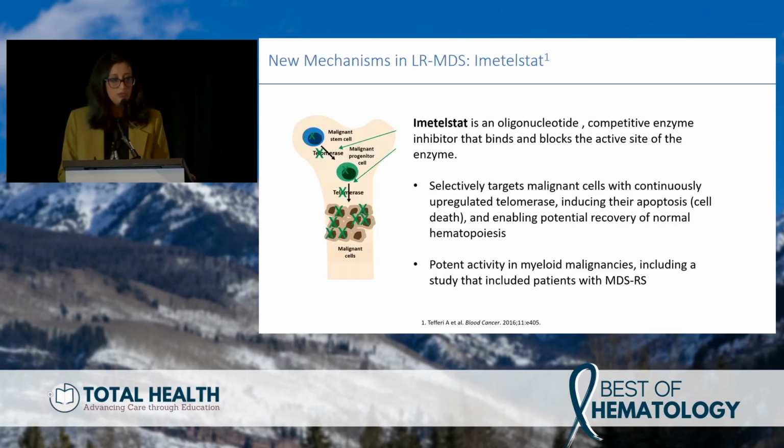So we have some new drugs and activity in this space. One of the promising agents in low-risk MDS is imetelstat. So imetelstat is an oligonucleotide. It is a competitive telomerase enzyme inhibitor that binds and blocks the active site of the enzyme. And there is data to show that it selectively targets malignant cells that have this continuously upregulated telomerase. It induces their apoptosis and enables potential recovery of normal hematopoiesis.